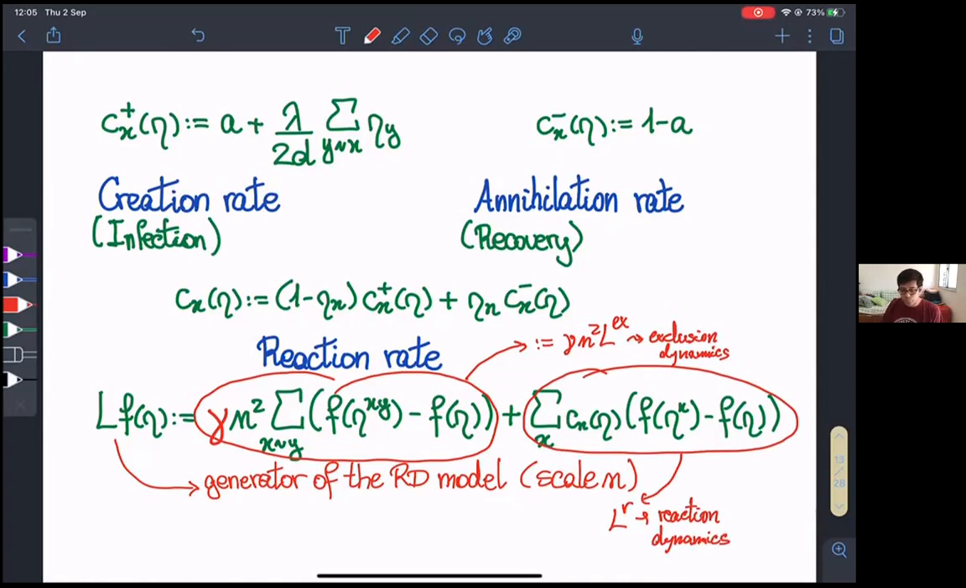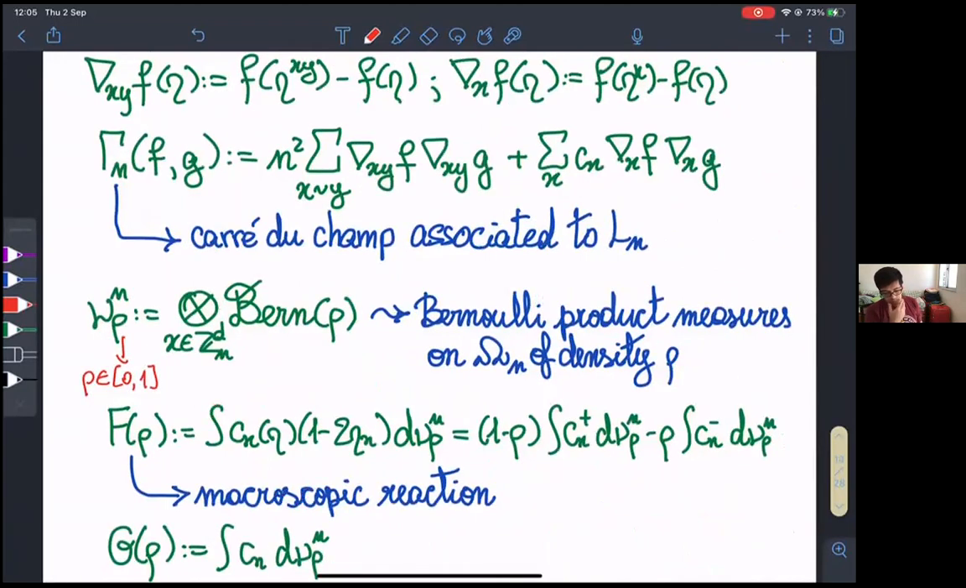So this is a generator of our dynamics, and now we have this family of Markov chains parameterized by this parameter n, and each one of these Markov chains is irreducible. They have a stationary state mu_n, and our aim is to understand this stationary state. So we keep going with the definitions. All these definitions we are going to need later on.